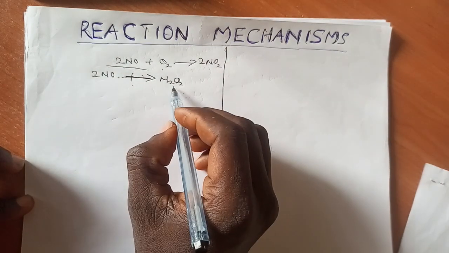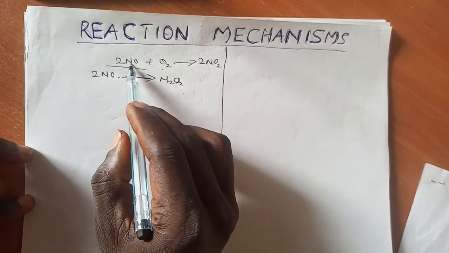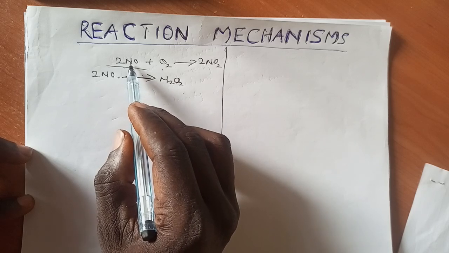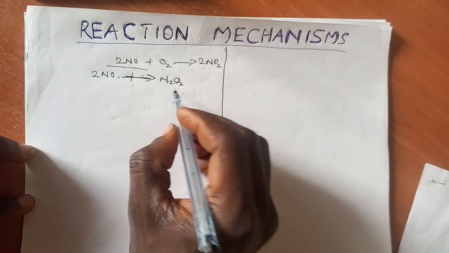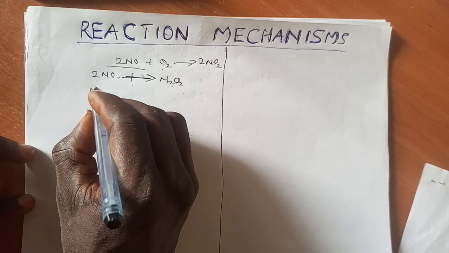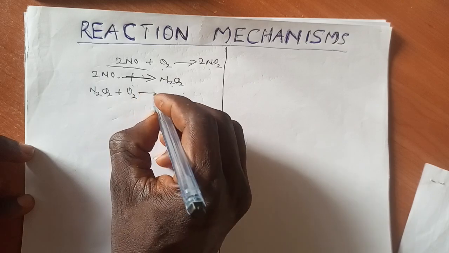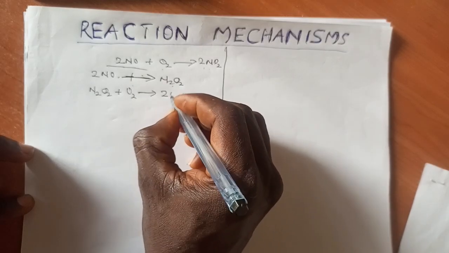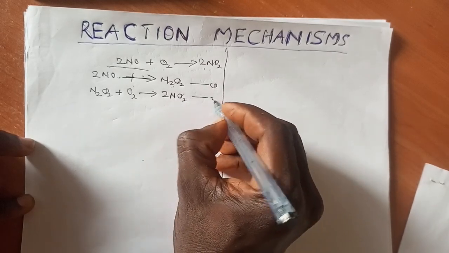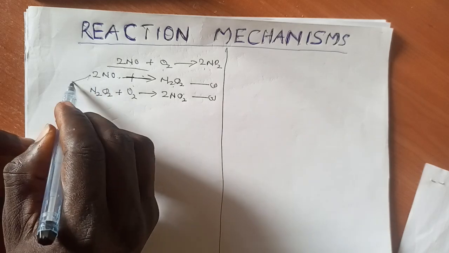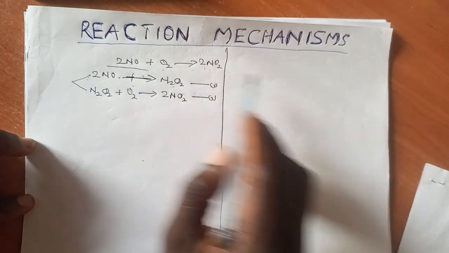So that gives us N2O2. That is, two molecules of nitric oxide will first give you N2O2, and this N2O2 that is formed now reacts with oxygen and gives the product 2NO2. If this is our step one and this is our step two, these two steps are the mechanism of this overall reaction.